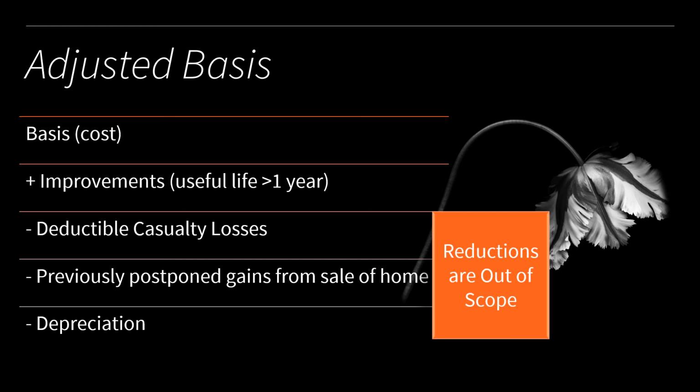And depreciation is another thing that would subtract from the cost. But it's important to note that any of these reductions in basis, those are out of scope. So for our taxpayers, we're really just looking at what was their cost. Did they have any large improvements that had a useful life of greater than a year? Then we can make an adjustment to basis for that, but not the reductions. The reductions, we need to send them to a paid preparer.